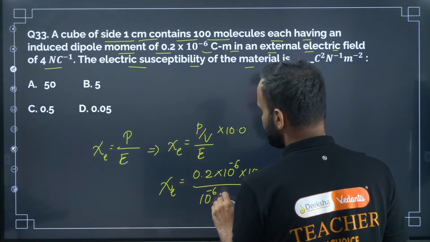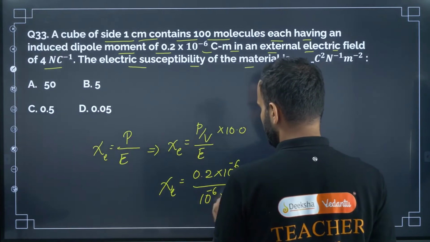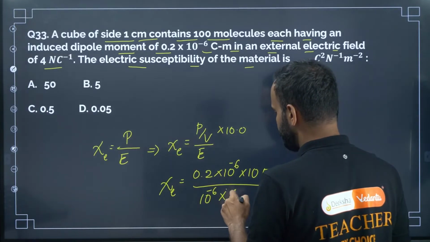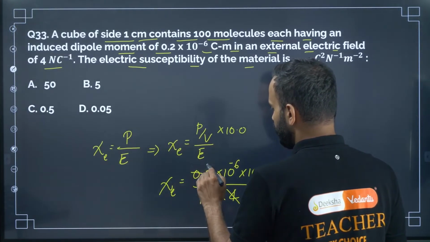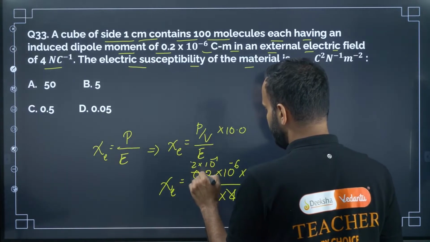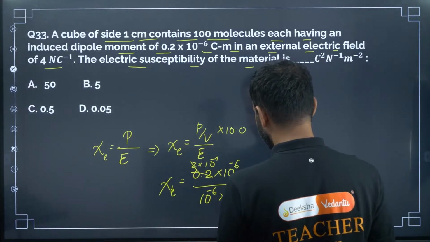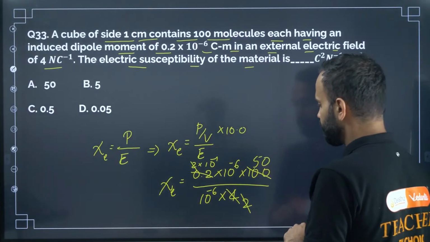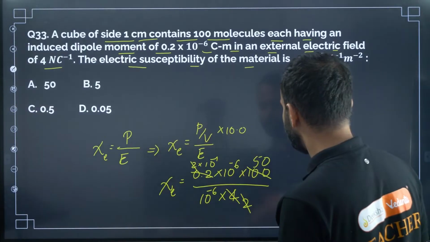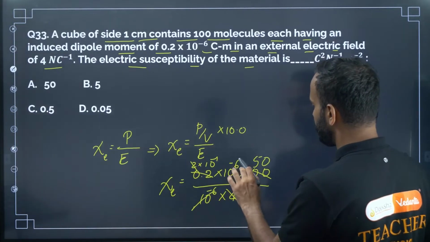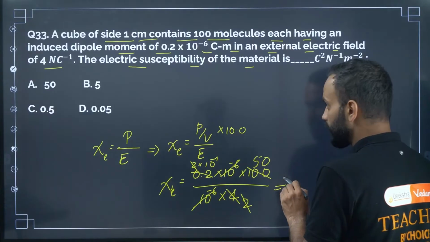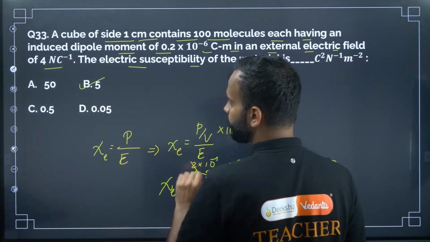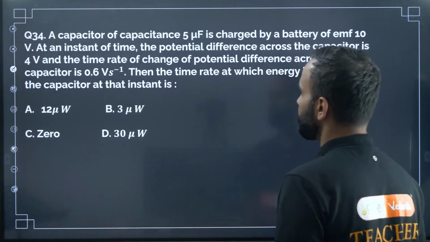So 10 to the power minus 6 into 4. So here take this as 2, right? So here 2 into 10 to the power minus 1, right? So this will be 2 over 2 into 50s are 100, right? 2 50s are 100. So now 10 to the power minus 6, 10 to the power minus 6 will get cancelled. So electric susceptibility is equal to 5. So the correct option is B. Okay. Next question. Question number 34.